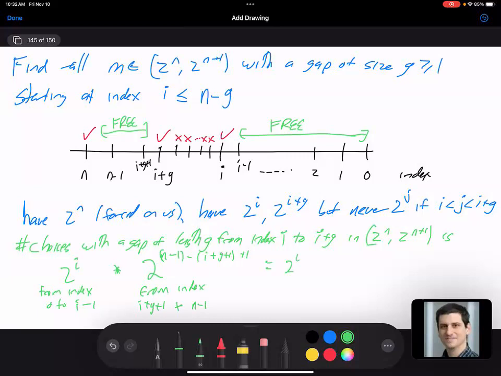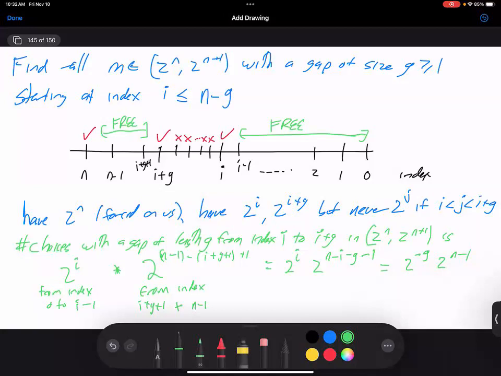So that's 2 to the i. And now we have n minus 1 minus i minus g. All right, so we're going to get an n minus i minus g. We have a minus 1. We have a minus 1 is a minus 2 plus 1, so it's going to be minus 1. So it's going to be 2 to the negative g, 2 to the n minus 1.